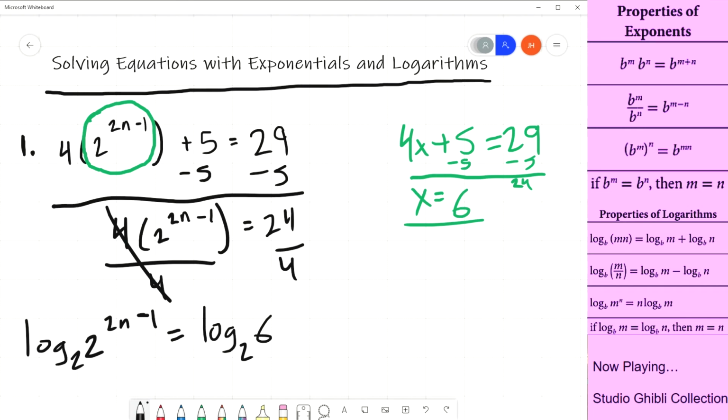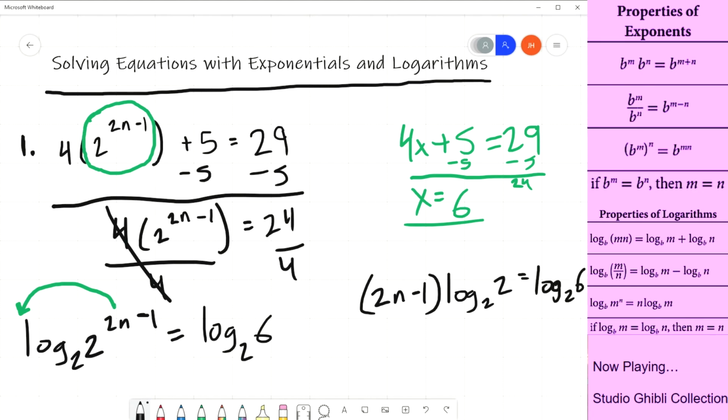And what happens? Well, log base 2 of 2 will actually end up canceling each other out. That would equal 1, right? But before I can evaluate that, I can use my power property, my power rule of logs, to take this exponent and move it in the front, right? Because this is a logarithm. And remember, the exponent inside the logarithm can move to the front. So what do I have? I have 2n minus 1 times the log base 2 of 2 equals log base 2 of 6. Well, log base 2 of 2 actually is just 1, so that will cancel out.